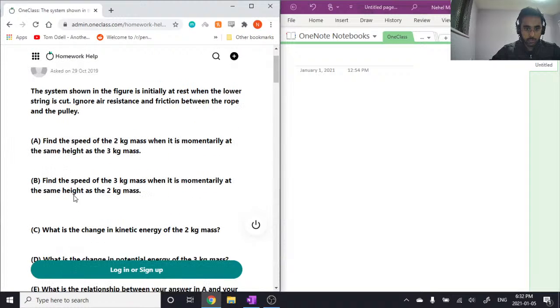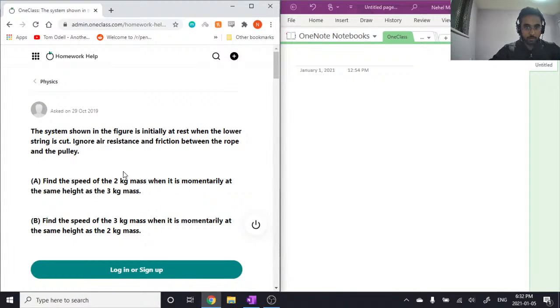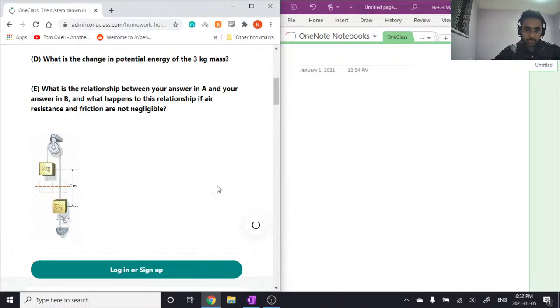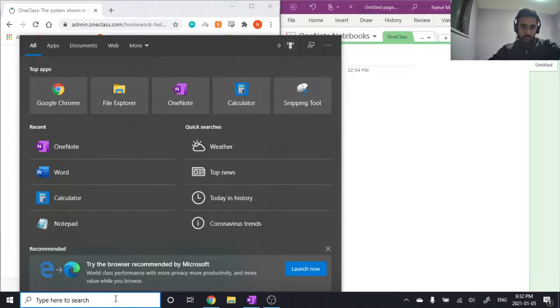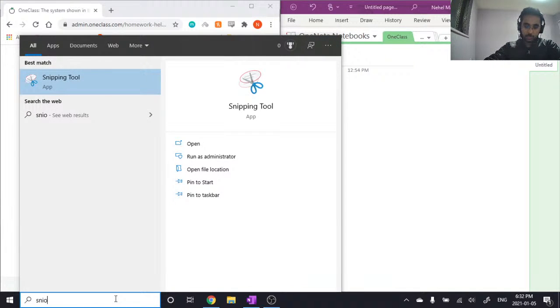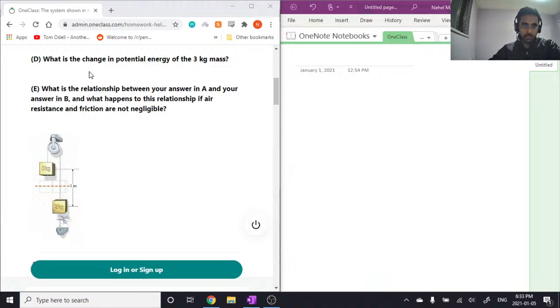So question number one is a pulley-based question. The question says the system shown in the figure is initially at rest when the lower string is cut. Ignore air resistance and friction between the rope and the pulley. Find the speed of the 2 kg mass when it is momentarily at the same height as the 3 kg mass. Okay, let me just copy this image over so we can see it as we solve the question.